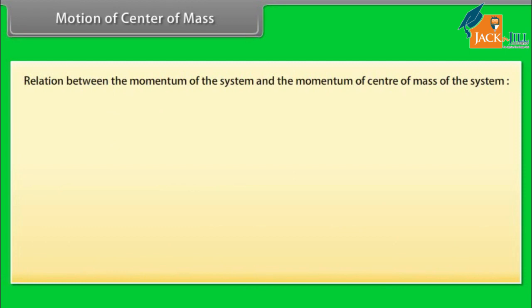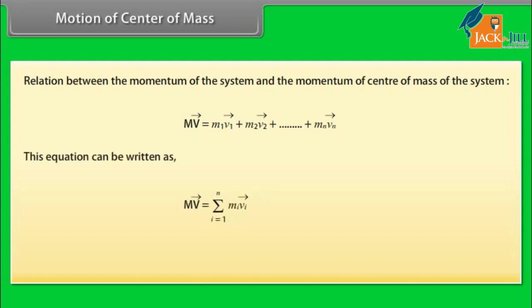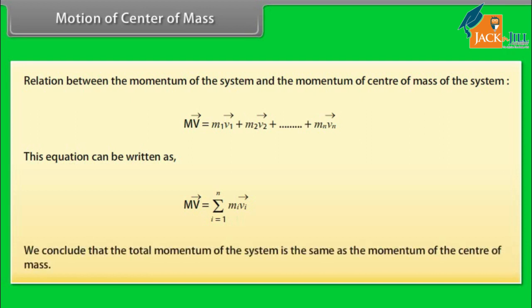Relation between the momentum of the system and the momentum of center of mass of the system. m v vector = m1 v1 vector + m2 v2 vector + ... + mn vn vector. This equation can be written as m v vector = summation from i = 1 to n of the product of mi and vi vector. We conclude that the total momentum of the system is the same as the momentum of the center of mass.